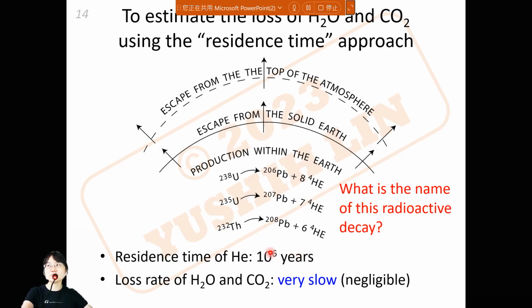This is not long. Then, based on additional calculation, scientists were able to calculate the loss rate of water and CO2 into space, and they figured out that the loss rate is very low, almost negligible. This is because these two molecules have a higher mass compared to helium-4.